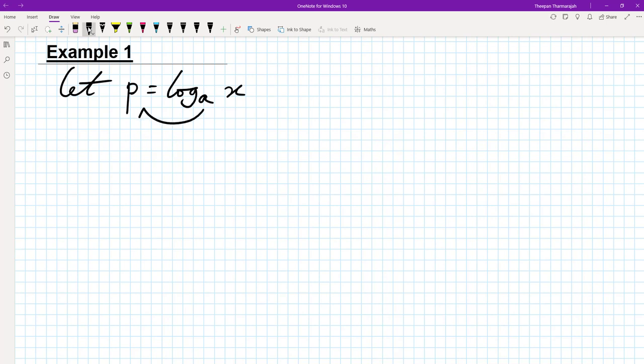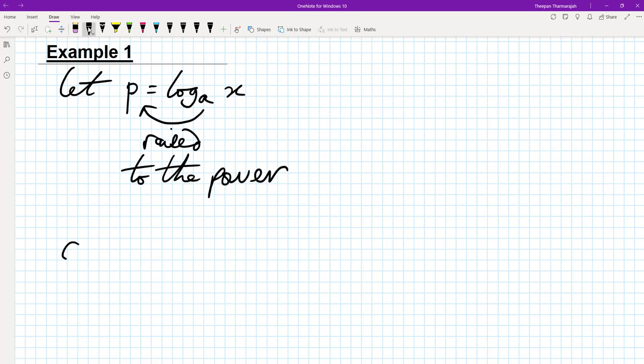Regarding the third law, again, we're going to say let P equal log base A of X, and we're going to write this in exponential form. So we say A raised to the power of P equals X.